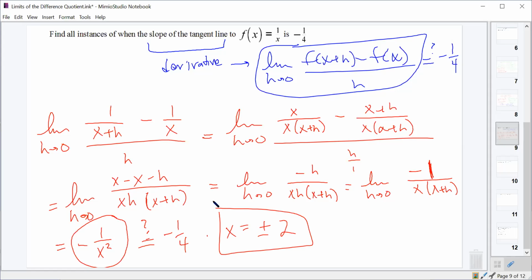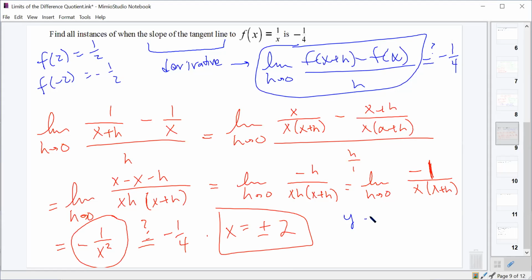Now it might be kind of nice for us to see what this really means on the graph. So it didn't ask us for this, but what would be the value of our function at 2 and the value of our function at -2? Should be 1/2 and -1/2. Would you guys agree with that? Yes.